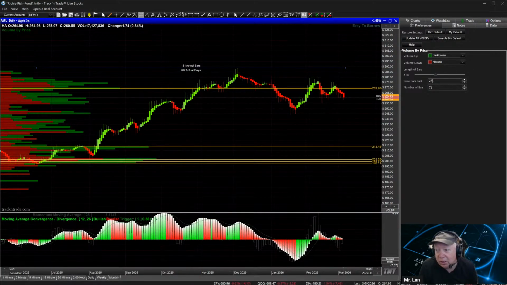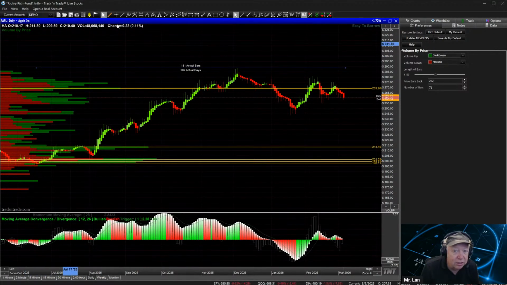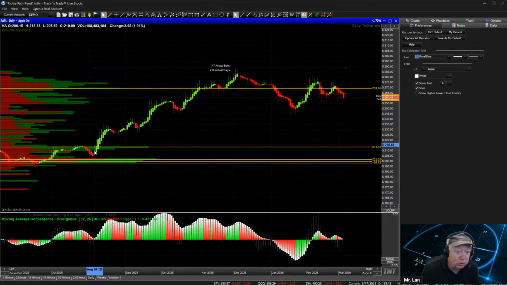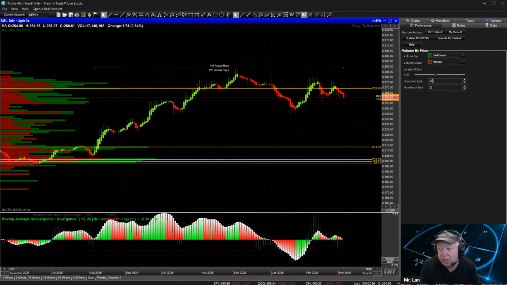Volume by price, 262 bars. We'll go 262. Now you're going to get a little bit of a different view. Not much, because we didn't change it that much. But let's start it back here. Instead of clear back there, let's just go to the bottom of the Elliott Wave trend. So we'll go right here, and let's go back 200. So we go back to the settings on volume by price. We're going to change this. We go to 200.